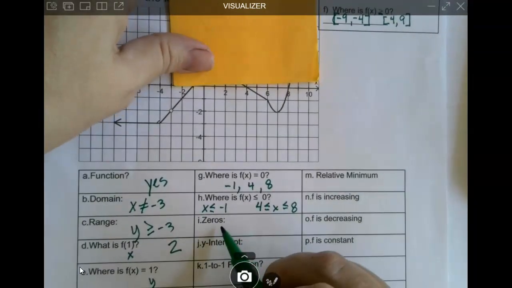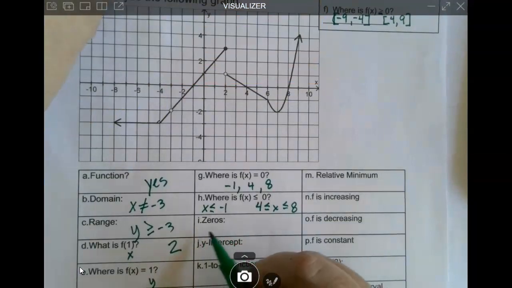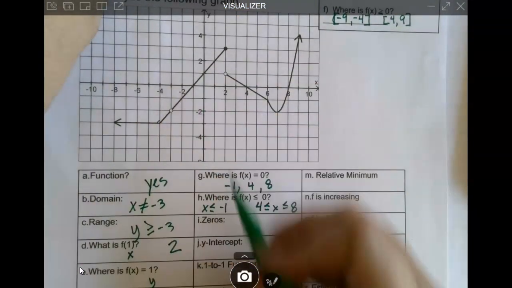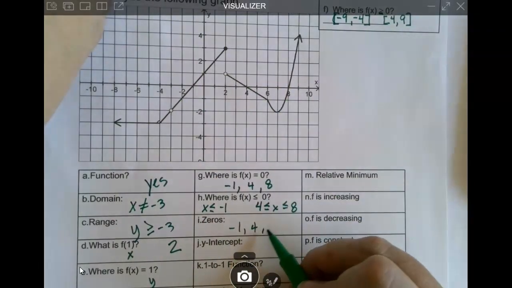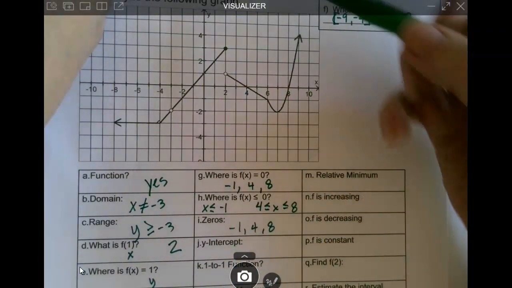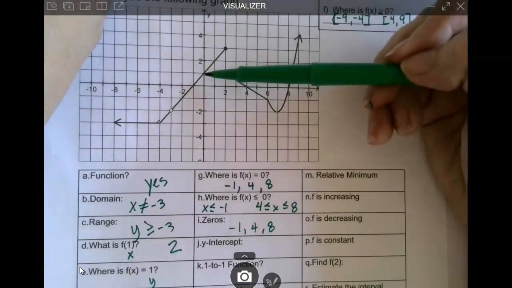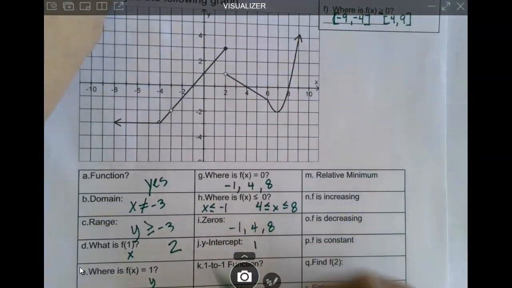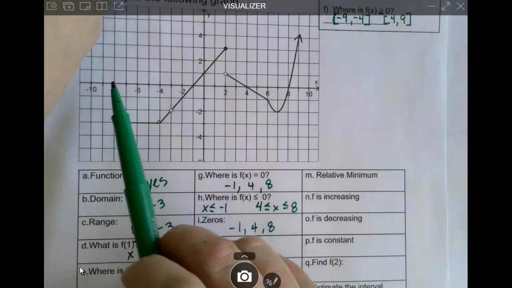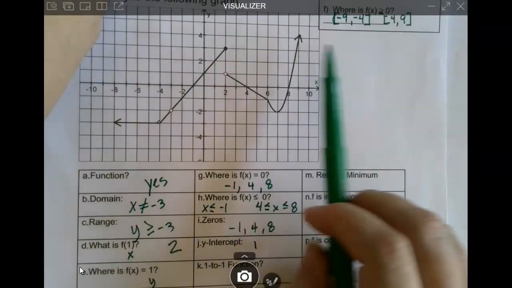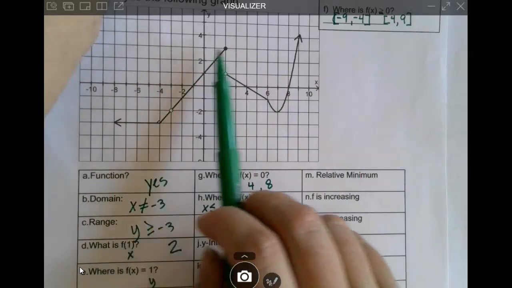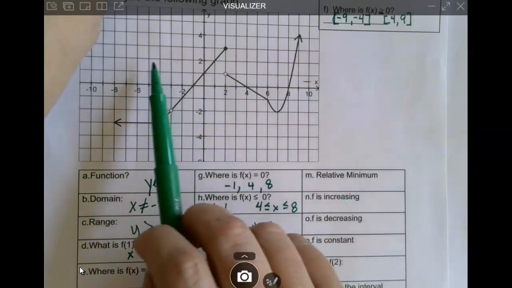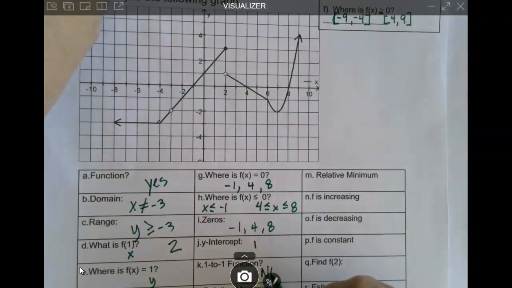Where are my zeros? Well, remember zeros are another way to say roots or x-intercepts, so it's at -1, 4, and 8. The y-intercept, where it crosses the y-axis, is at 1. Is this function 1 to 1? Remember, 1 to 1, I could draw a horizontal line test, but right here I'd hit 2 points, right here I'd hit 2 points, so this is a no.